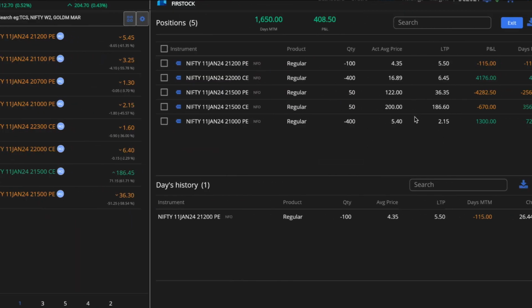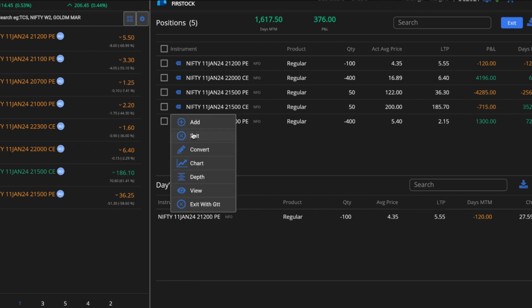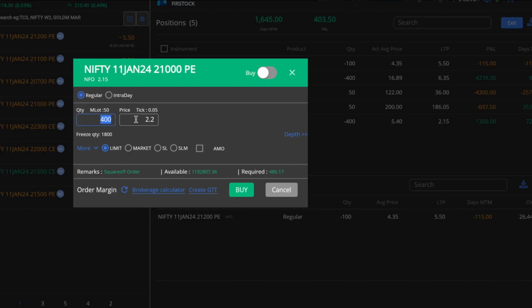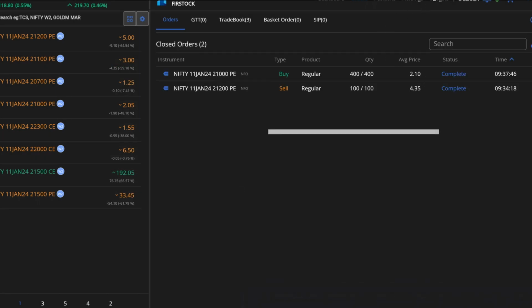Here this is 2, and I don't think we should keep our margins blocked over here. What we can do is exit this completely at 2.1, 2.15 buys. Okay, this is exited.